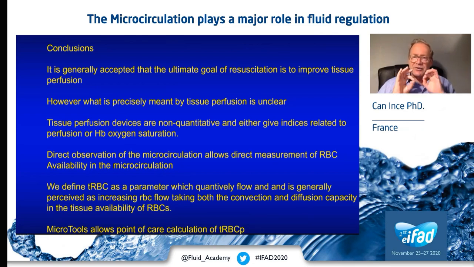Direct observation of the microcirculation allows a direct measurement of the number of red blood cells available in the microcirculation and in the capillaries, and allows a precise and quantitative method to measure this availability of red blood cells. So we've defined tissue red blood cell perfusion as a parameter which quantitatively measures flow and takes convection and diffusion capacity into account. And this can be done automatically by our newly developed MicroTools software platform, which allows, in our opinion, for the first time, a goal-directed parameter for applying fluid therapy in critically ill hypovolemic patients.